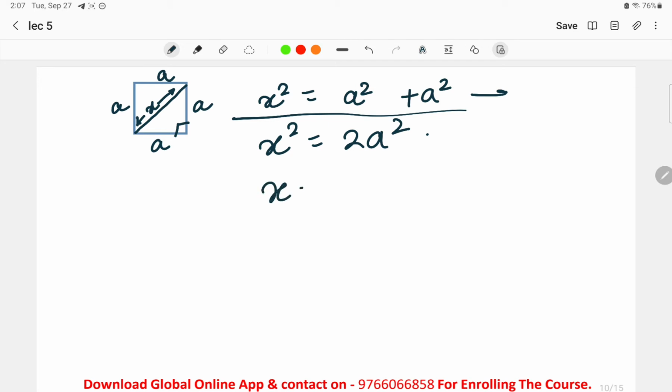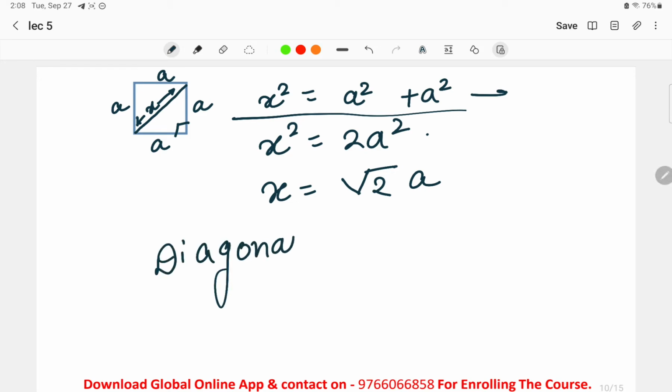To find the value of x, I can directly take the square root: x is equal to a under root of 2. So a square gets converted into a, and 2 gets converted into under root of 2. So the value of the diagonal for the square, they can ask you this question directly: find the value of the diagonal. If the side is, for example, 4 centimeter, then as we know, the diagonal is equal to a under root of 2.